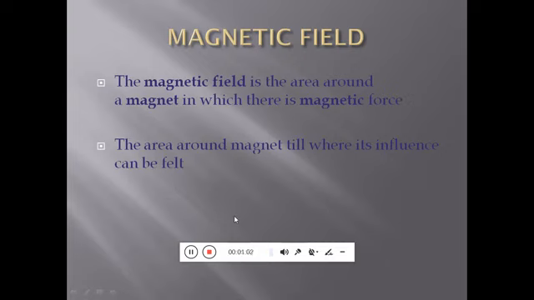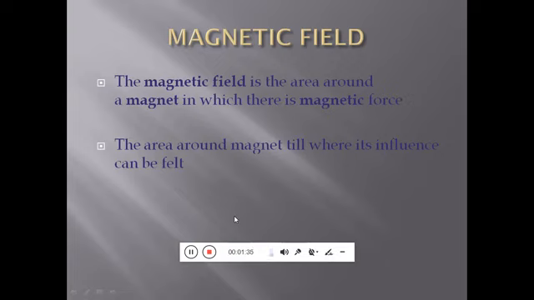Now suppose you are moving the iron nail away from that magnet. The force which you were experiencing would be reducing. Its magnitude would be reducing because you are moving away from it. There would be a certain point where you will not experience any single force. That means there is no influence of that magnet on the iron nail because you have crossed the magnetic field.